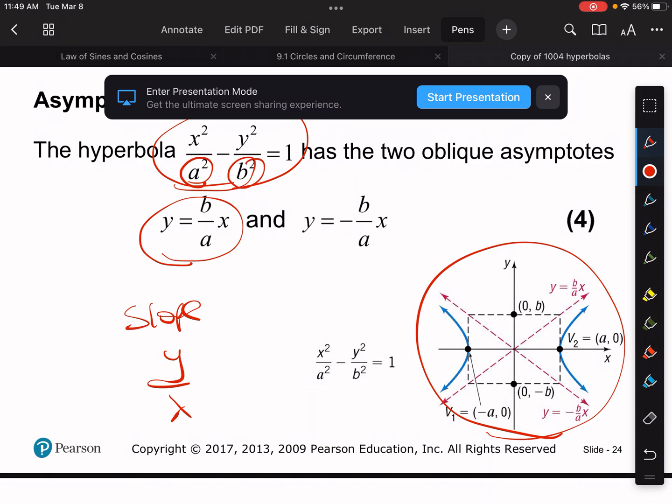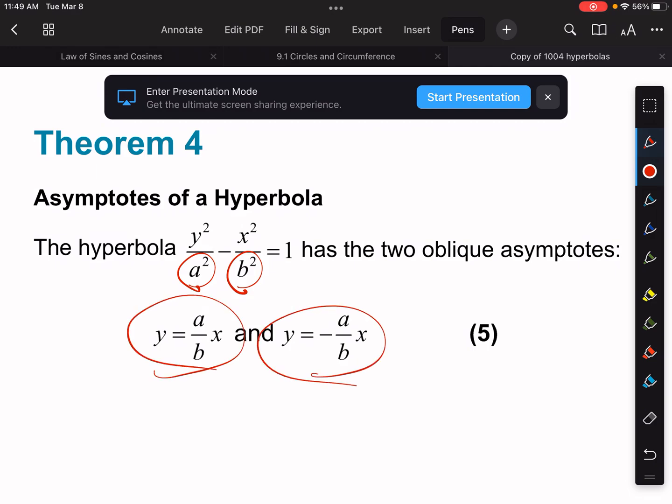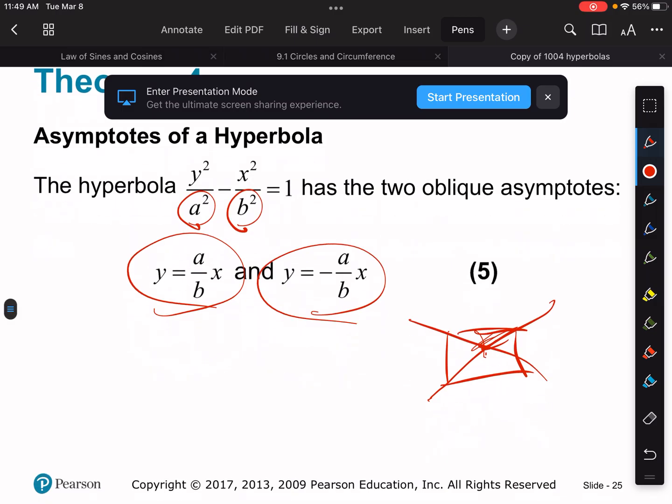If it was going the other way, and you had y squared over a squared minus x squared over b squared, then you know your slope would be change in y, which is a, over change in x, which is b. So you have plus or minus a over b times x. So that's your asymptotes. And again, if you use the box method, what the box is giving you is that slope, because it gives you the change in a and b within that.